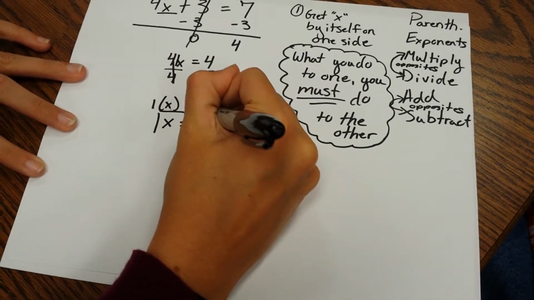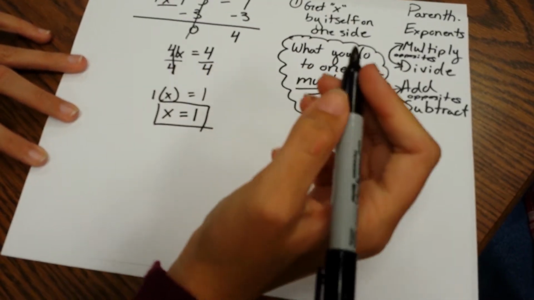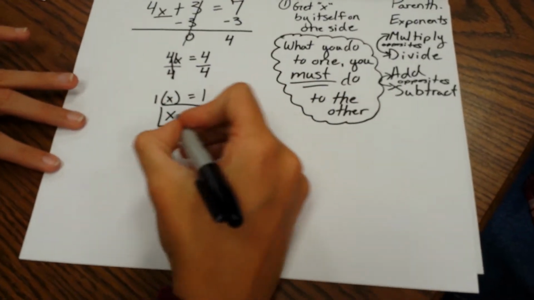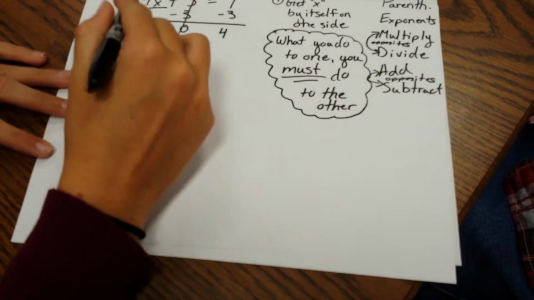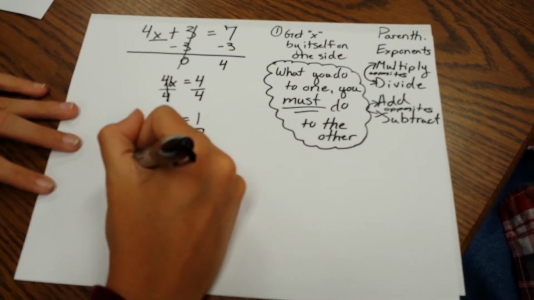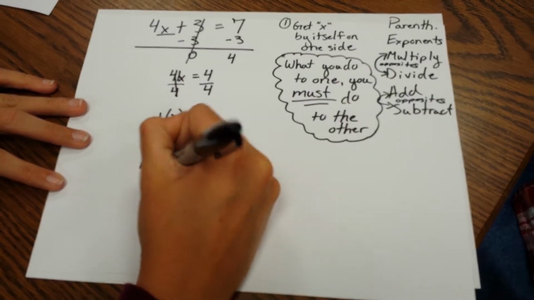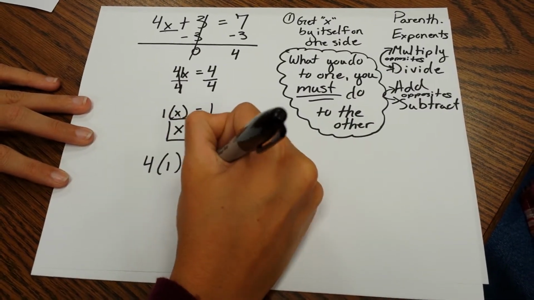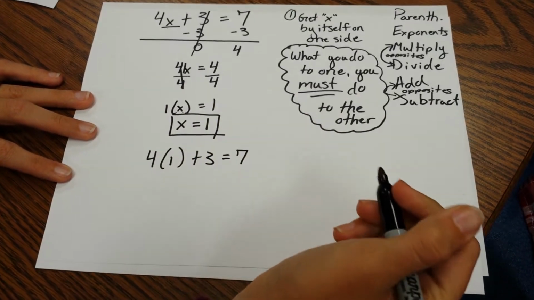So x equals 1. Now, an important thing to do if you're not sure is to go and take what you got for x and plug it back into your original equation. We have 4 times 1 plus 3 equals 7.